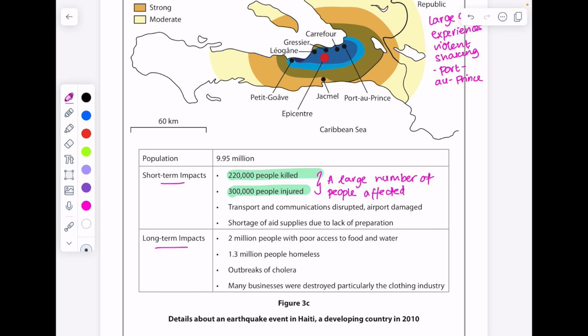Now let's look at the longer term impact. 2 million people with poor access to food and water. Obviously that's going to have huge knock-on effects. 1.3 million people homeless. And we can see outbreaks of cholera, and that will be due to the poor access to clean drinking water, potentially poor sanitation. So we can see huge disruption to infrastructure. So let's start to write out our answer now.